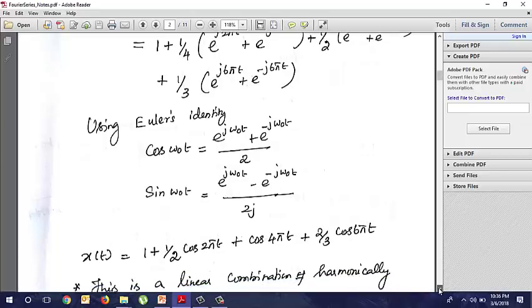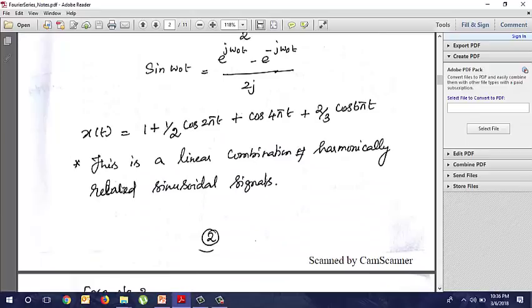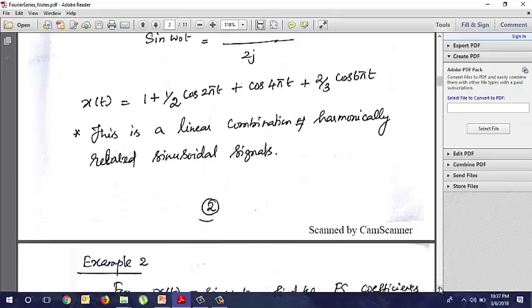So this is your signal. Identify the signal. This is a linear combination of harmonically related sinusoidal signals, so it is given in the form of Fourier series. Now you have got the actual signal. You have synthesized the signal. This is what is asked. So you have finished your sum.